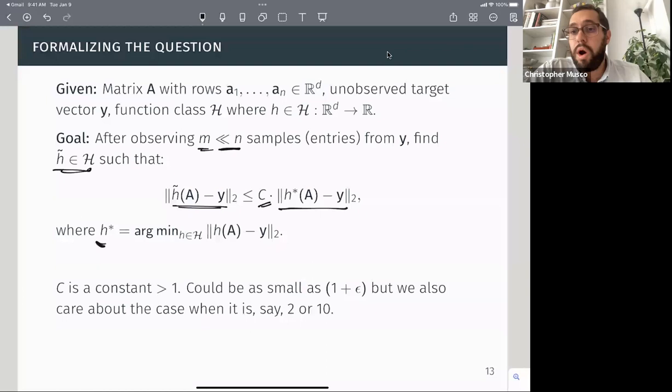In general, if we want C to be smaller, we're going to require more samples. We'll talk about cases when C could be as small as one plus epsilon for some parameter epsilon that the user gets to set. But it's also interesting, in many applications, to consider the case when C is 2 or 10. You can ask for a coarse approximation or a fine approximation. Either is interesting. But this is the goal of this active learning problem. Notice there's nothing distributional about this. There's no randomness. It's just a fixed A and a fixed Y that we're trying to collect samples from.